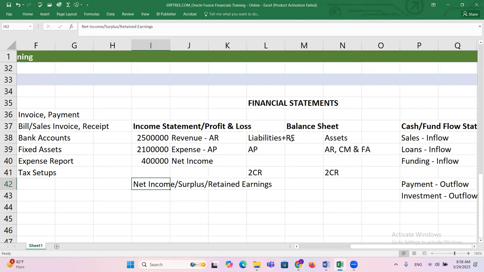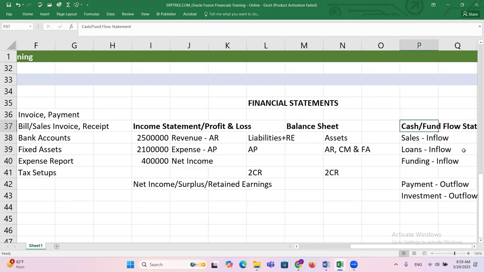When you are going to get retained earnings into your balance sheet, first of all, you have to prepare your income statement. First, you prepare your income statement so that you will understand this 4 lakhs is your retained earnings or net income or surplus. That you will move to your balance sheet.